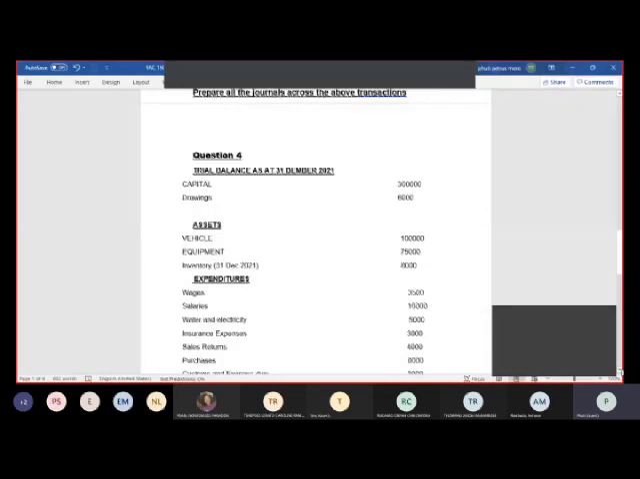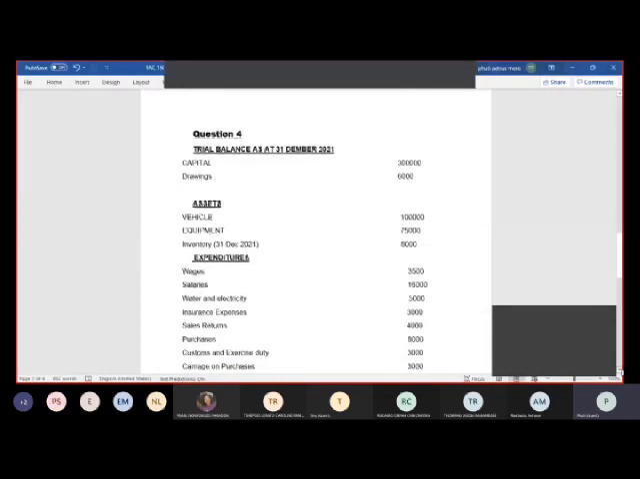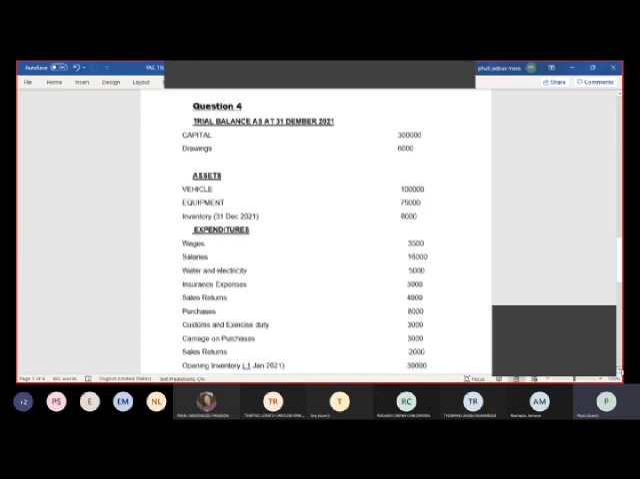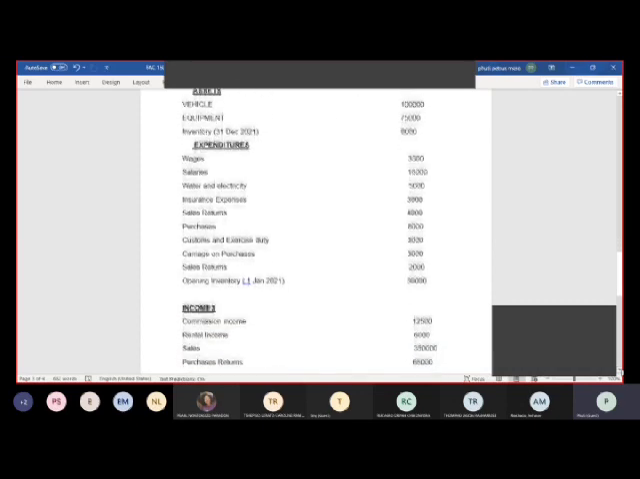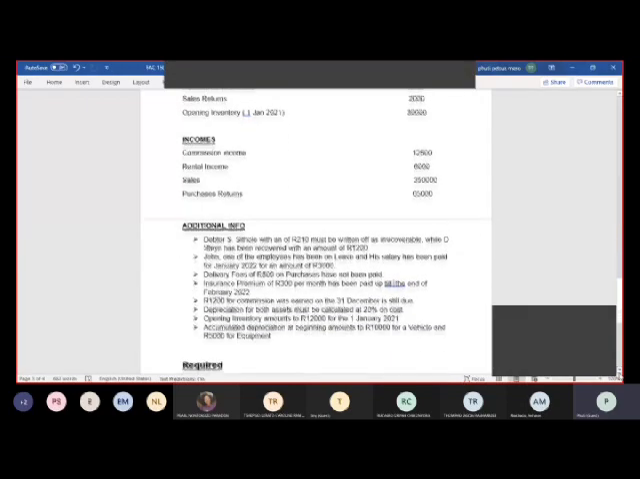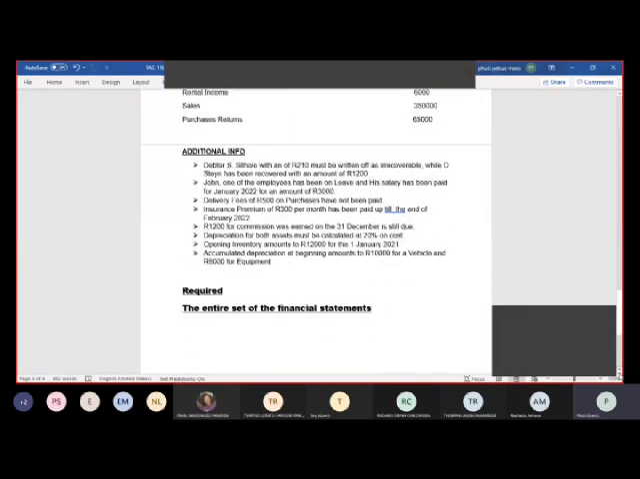Above all this, I would like us to start with question 4, because that comprises the entire set from your journals to the ledger accounts, and basically this is the basic financial statements of a sole trader, if I may put it that way. So here is your trial balance, or the information concerning that, and I've got some additional information, and the required part says to prepare the entire set of financial statements.